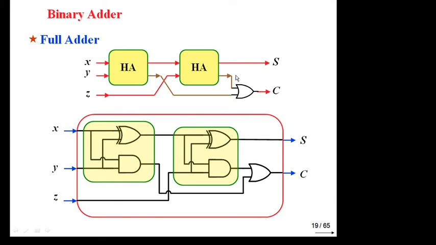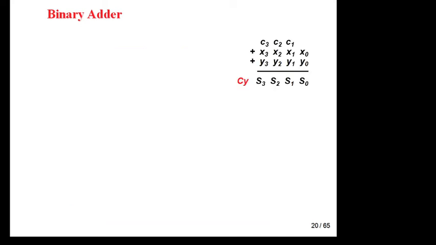And now what is the output of this? Okay, the output of this is x XOR y dot z. You are getting that from here, and x dot y you are getting from here. And when you solve it, it will give xy plus yz plus zx. Okay, next is the binary adder.